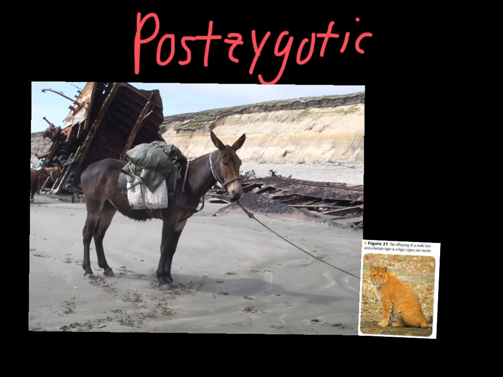So in this case, it's post-zygotic isolation because even though those two species that are functioning, the horse and the donkey, even though they were able to make an offspring, their offspring can't actually reproduce. So in that sense, this individual is reproductively isolated because it's reproductively sterile.